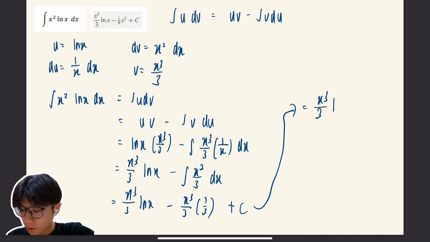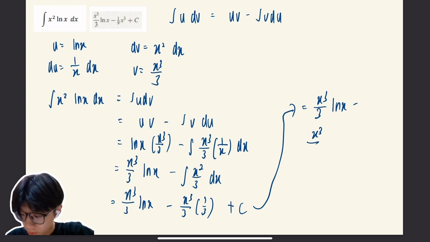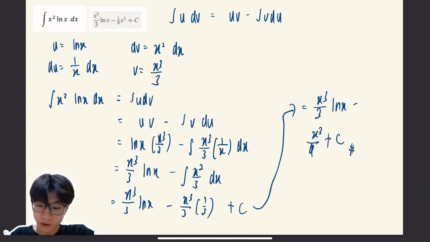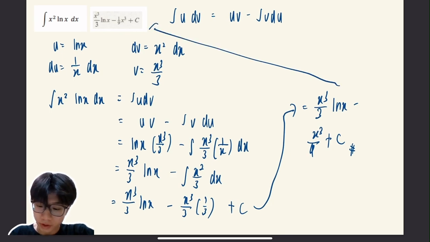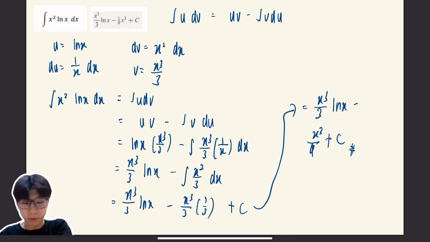x cubed divided by 3 times ln x minus x cubed divided by 3. Sorry, 3 times 3 is equal to 9, plus c. This is the final answer. It's the same as the scheme answer.